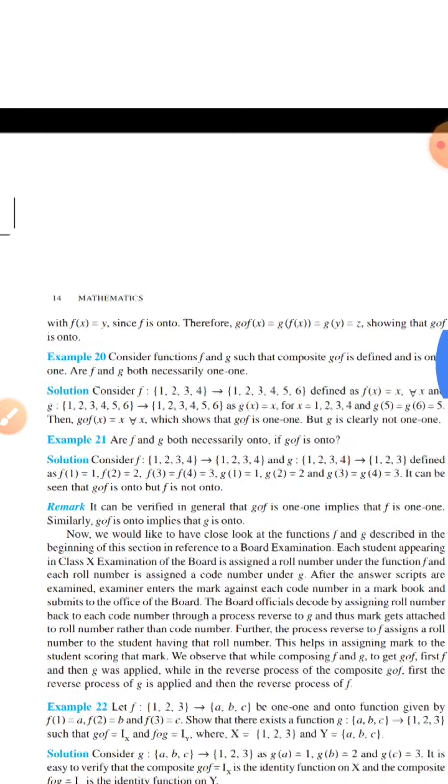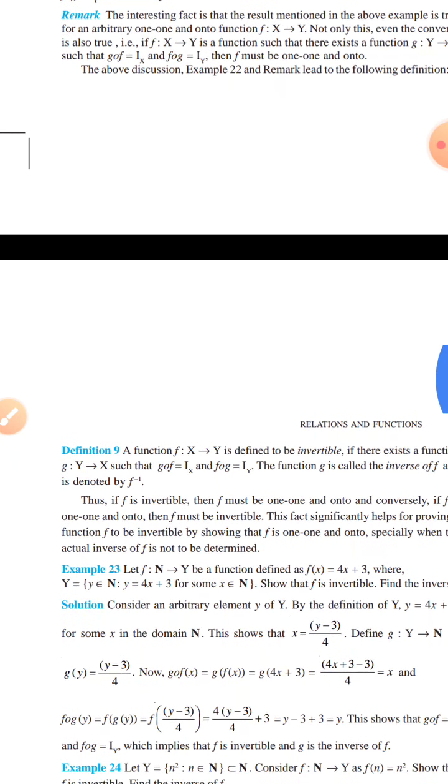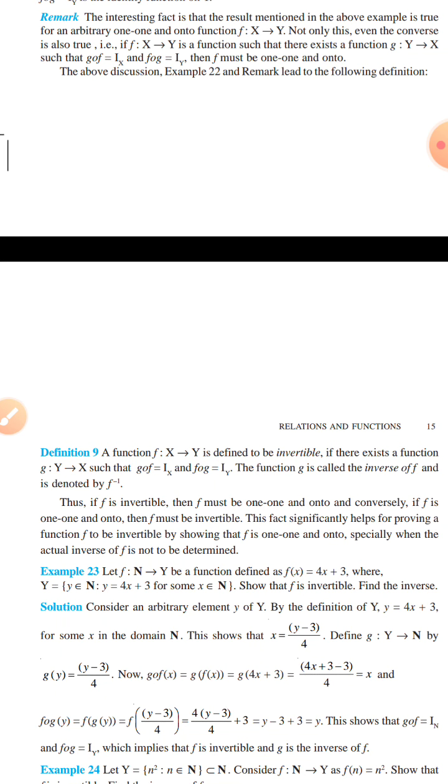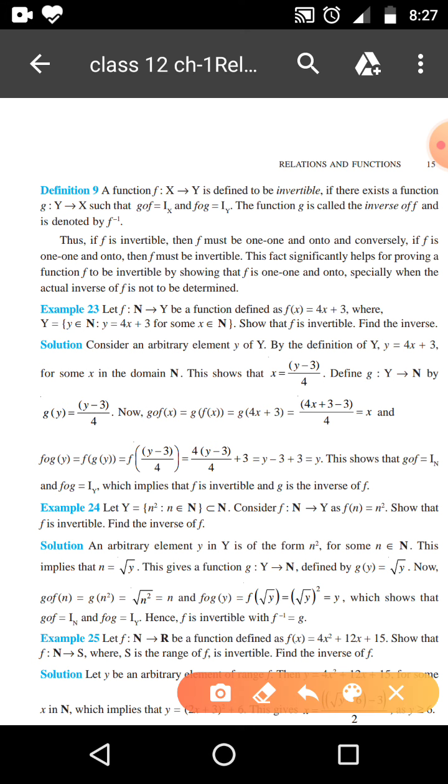See, on the top of this screen, if f from X to Y is defined to be invertible, then there exists a function g from Y to X such that f composition g is equal to Ix and g composition f is equal to Iy, then function g is called the inverse of f and is denoted by f inverse. So this is the definition of invertible function.